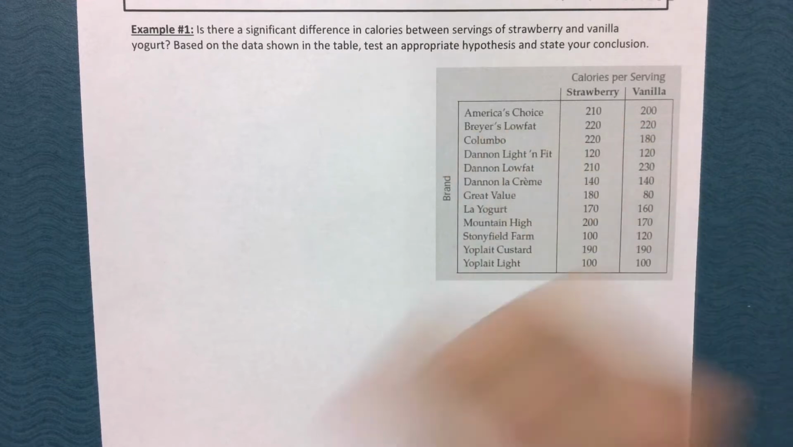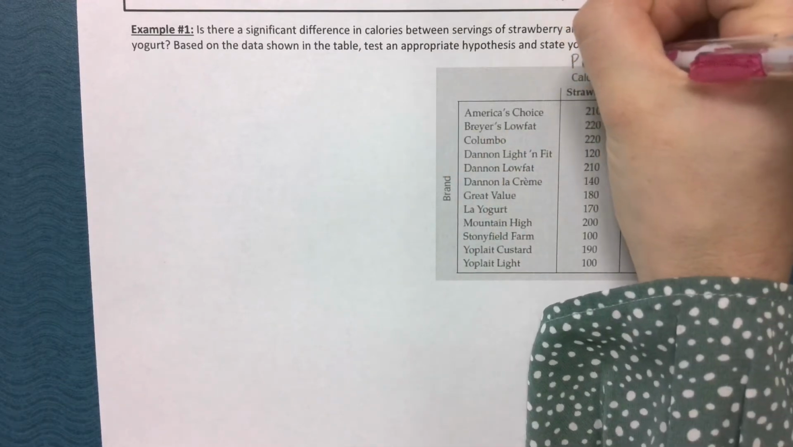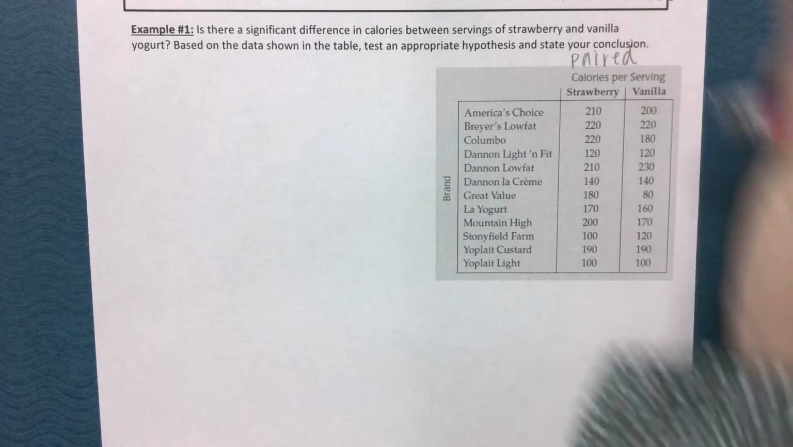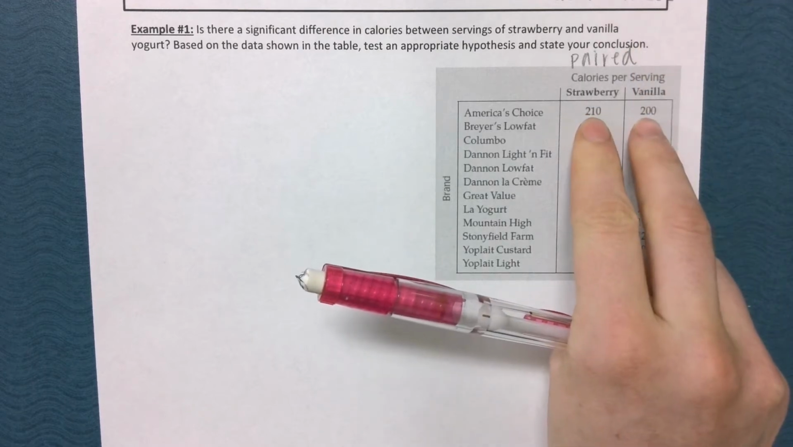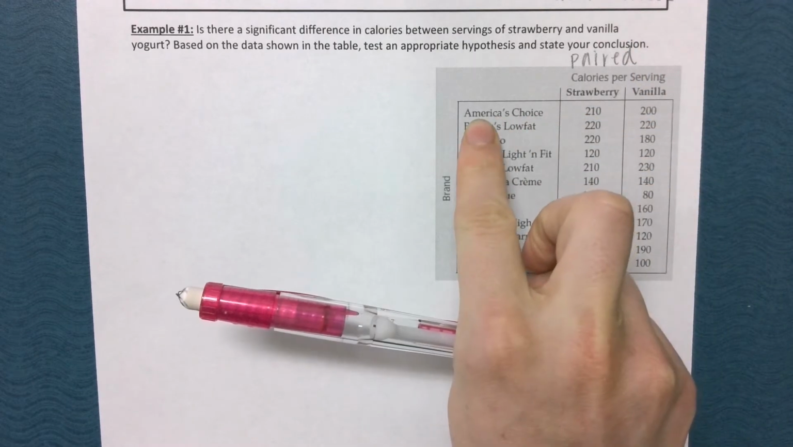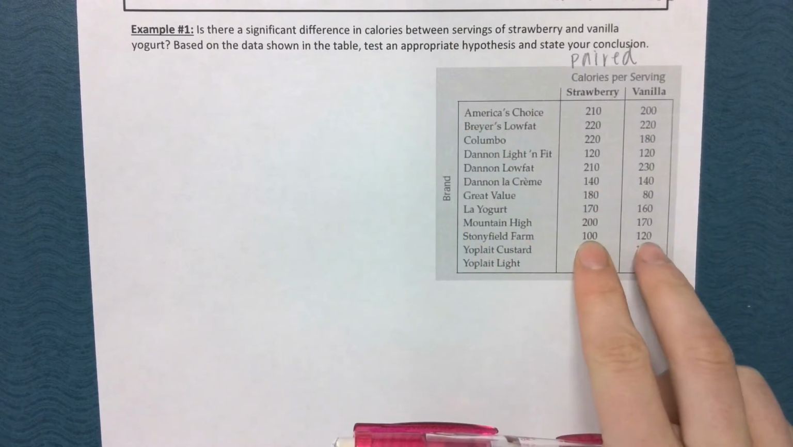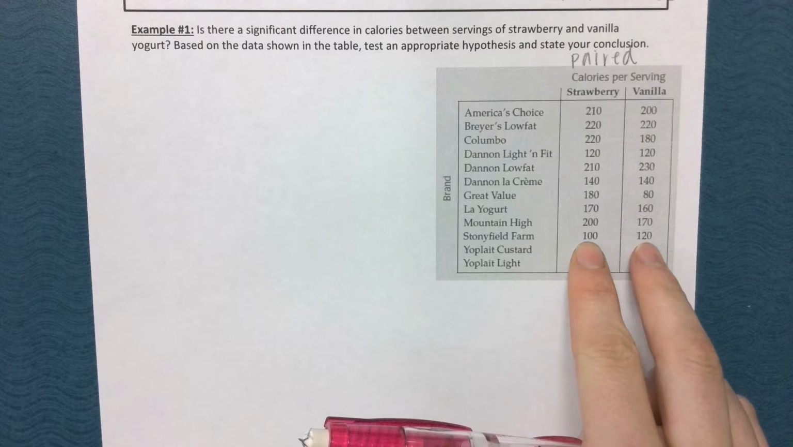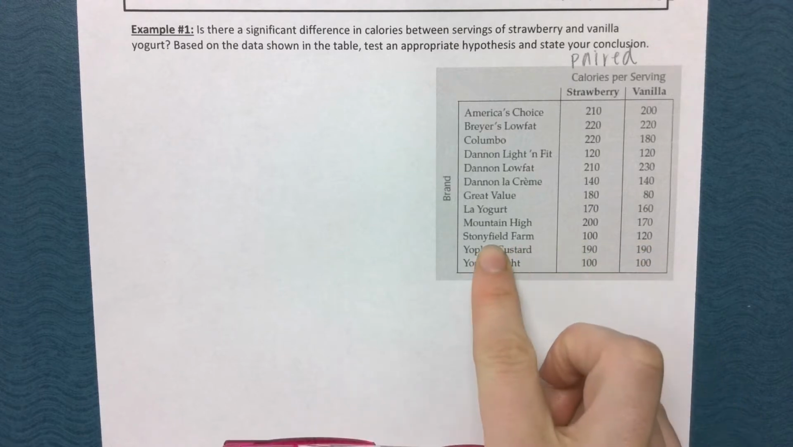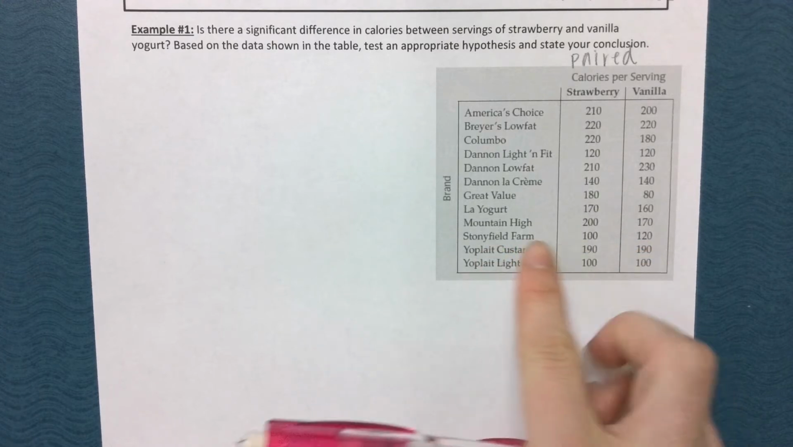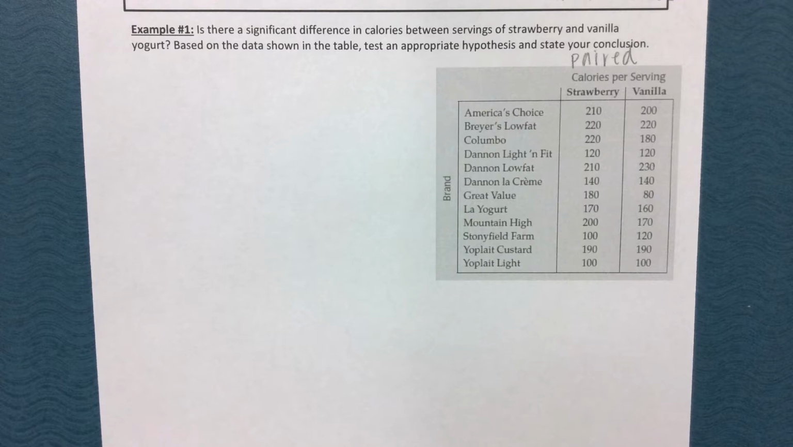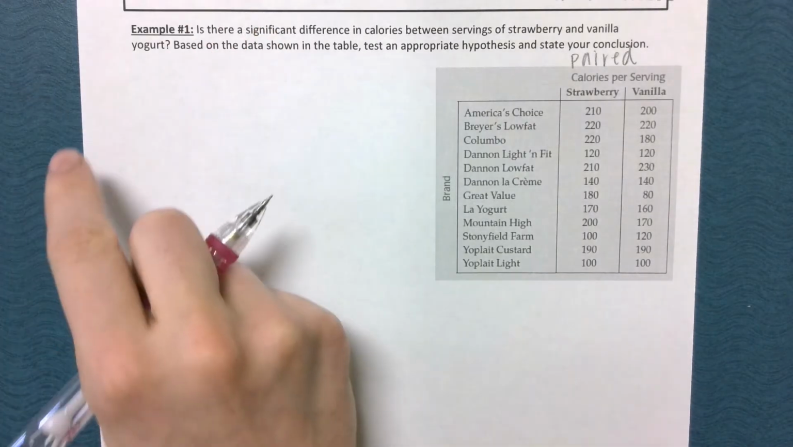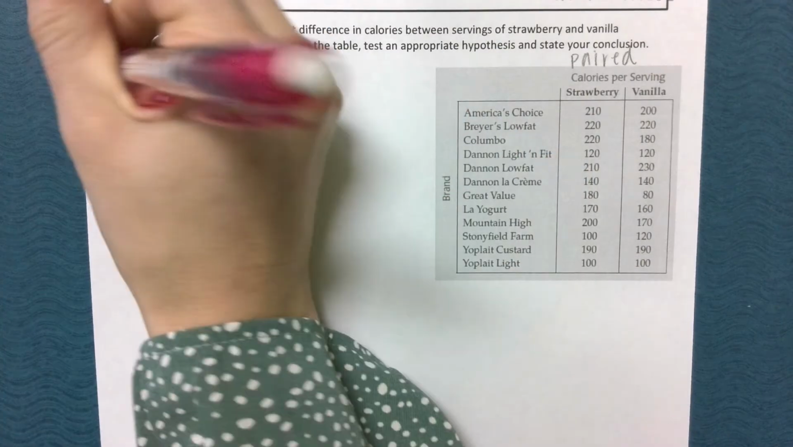One thing I'm noticing right away is this is definitely paired data, right? This 210 and 200 relate back to America's Choice. The 100 and 120 go back to Stonyfield Farm. So these two numbers are paired based upon that brand name. They are dependent on the brand. So we're going to go ahead and run PHANTOMS here because it's saying test an appropriate hypothesis.